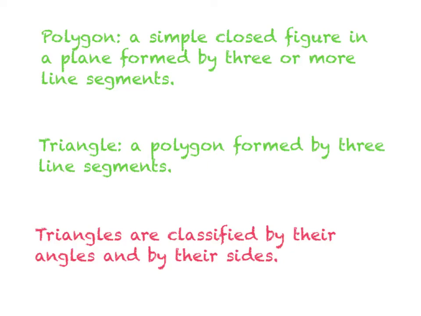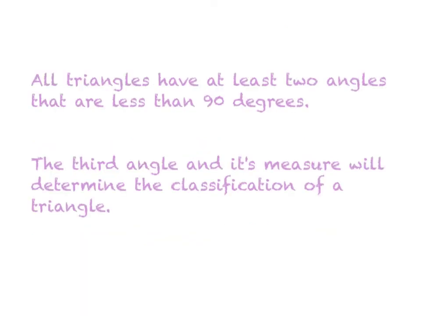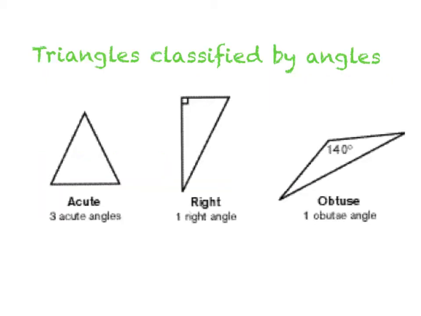And we're going to learn how to classify triangles, which can be classified by their angles and by their sides. And this is just a point that you need to keep in mind when you're looking at triangles. All triangles have at least 2 angles that are less than 90 degrees. And then the third angle and its measure will determine the classification of the triangle. So classifying triangles by their angles, we have 3 options: an acute triangle, a right triangle, and an obtuse triangle.